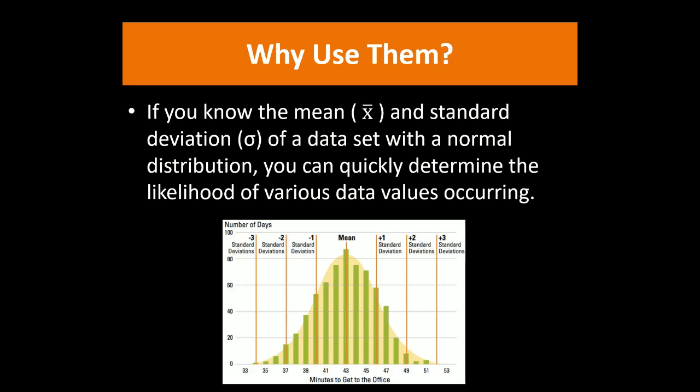So why use them? And the reality is you can get a lot of information out of a data set knowing nothing more than its mean and its standard deviation. If you have those two things and you know that the data set is approximately normally distributed, you can make all kinds of conclusions about what that looks like.